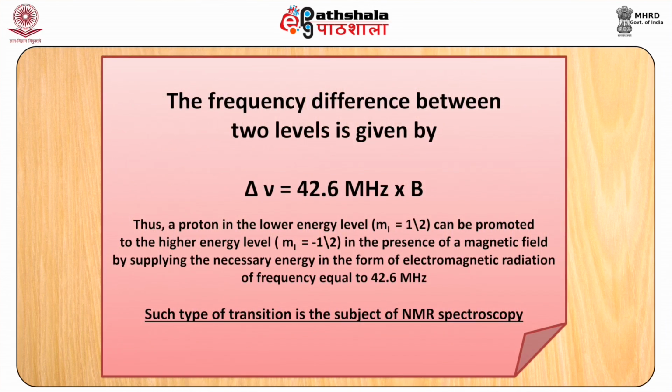The frequency difference between the two levels is given by delta nu equals 42.6 MHz times B. Thus, a proton in the lower energy level, that is m_I equals 1/2, can be promoted to the higher energy level, that is m_I equals minus 1/2, in the presence of a magnetic field by supplying the necessary energy in the form of electromagnetic radiation of frequency equal to 42.6 MHz. Such a transition is the subject of NMR spectroscopy.